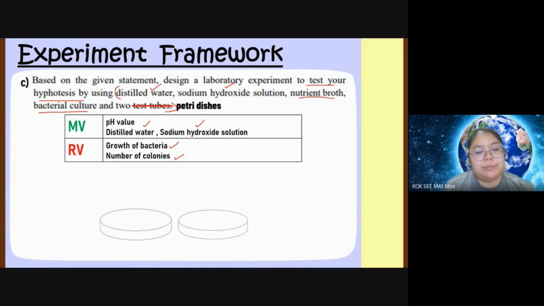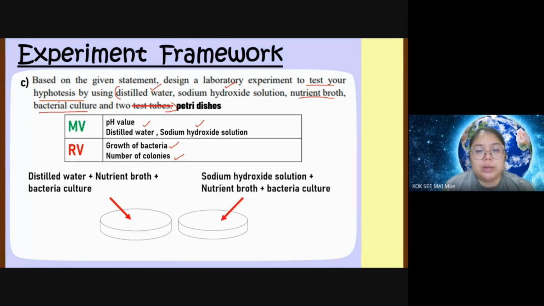Okay, now we're going to see the diagram. This one is a diagram. Two petri dishes. Then one you copy from the apparatus: distilled water, nutrient broth, and bacteria culture. Another one: sodium hydroxide solution, nutrient broth, and bacteria culture. So now the diagram is very clear already. Remember the diagram must have labels. If no label, we don't understand.